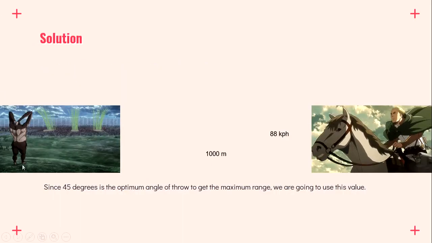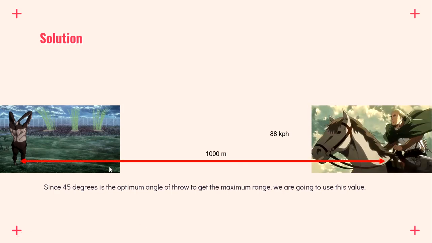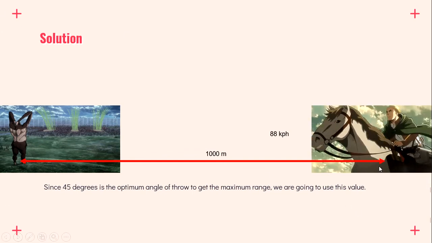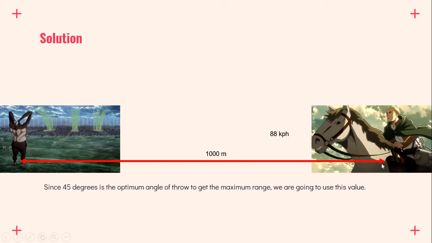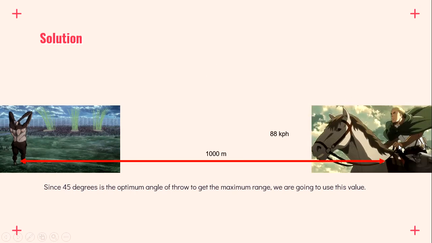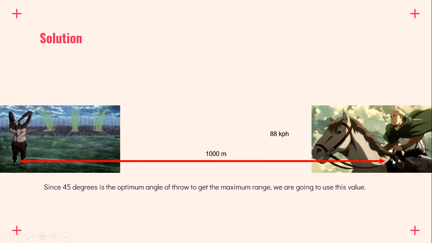So suppose you are this monkey Zeke, and you are 1,000 meters away from the soldiers Erwin. So they're your enemy. So they cannot fight back because you are very strong. You are this giant. So they will just sacrifice themselves by charging at you.